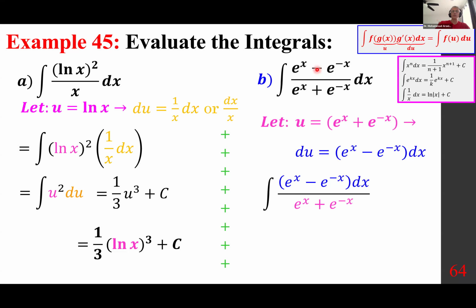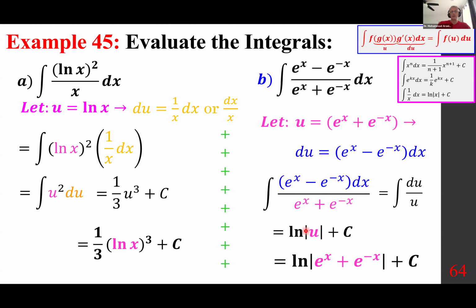We are going to rewrite this such that dx goes up. So we are looking at the integral of du over u. Again, it follows. The answer is a natural log, and of course a constant, and you replace the u. It's ln of the absolute value of e to the power of x plus e to the power minus x, plus a constant, and you're done. Bear in mind, because this expression is positive, you could replace the absolute value with parentheses.